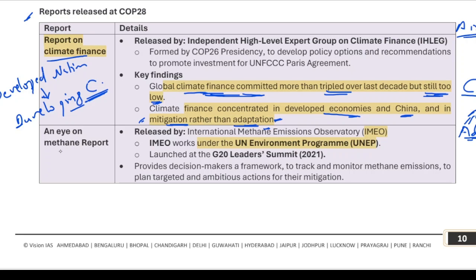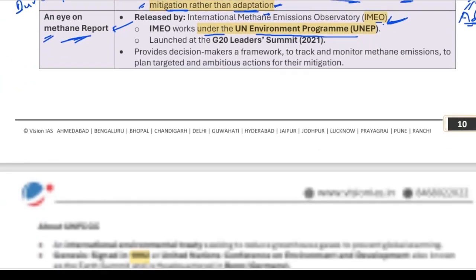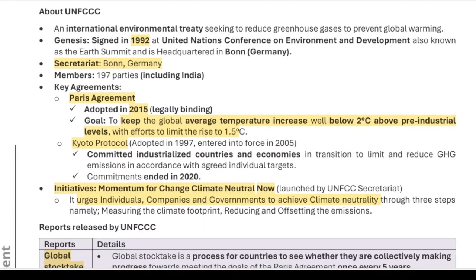An eye on the methane report. It was released by IMEO. This organization has come into existence recently. It is the International Methane Emissions Observatory, and it is important. It is under the UNEP, and it has released the methane report. You have to remember who has released this methane report: IMEO. The rest is very insignificant. You may not remember it.